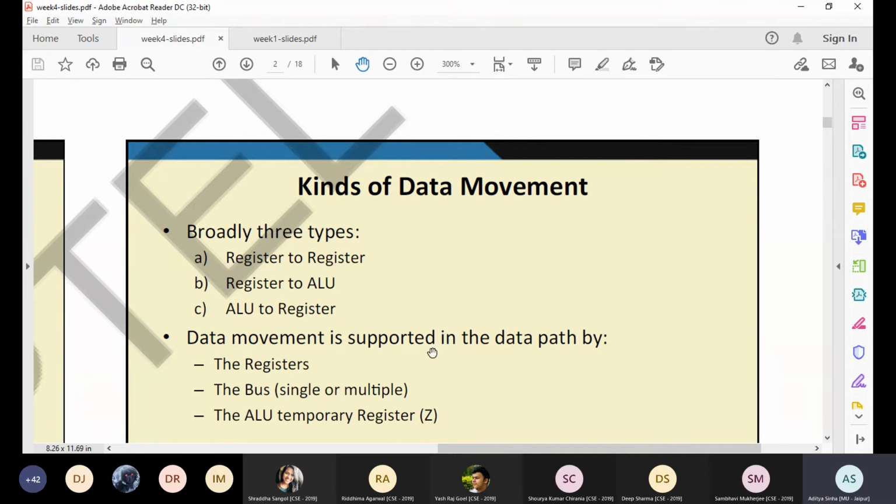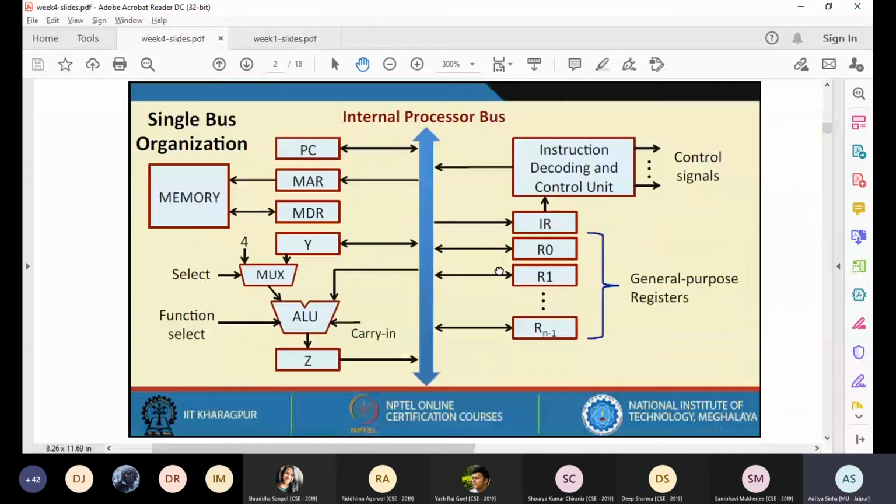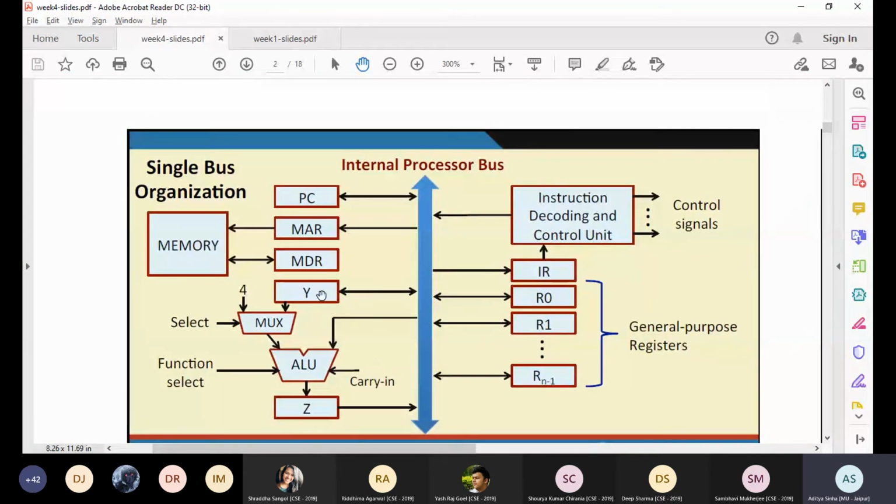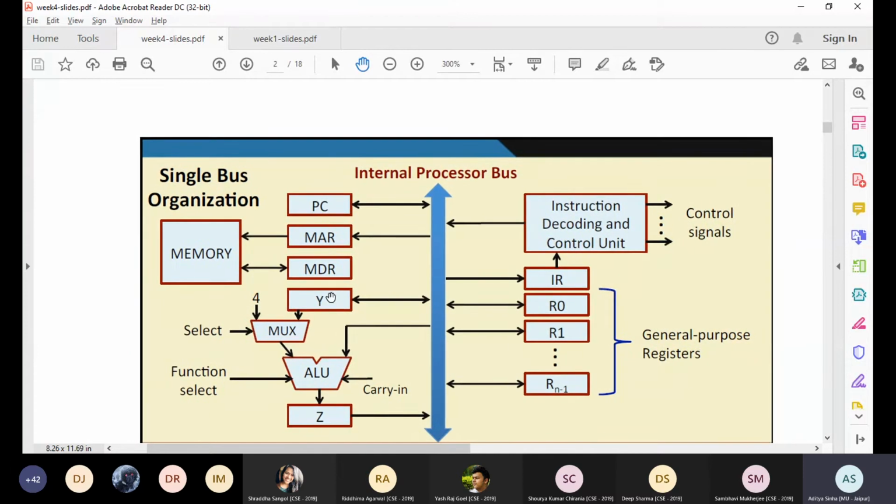Data movement is supported in the data path by the registers, the bus, the ALU, and the temporary register. Temporary register: you have seen it in one of the diagrams. In the single bus architecture inside the processor, there were 2 registers. Yeah, there it is. There are 2 registers here called Y and Z. These are called temporary registers. Temporary registers are inside the processor and a programmer cannot use them.